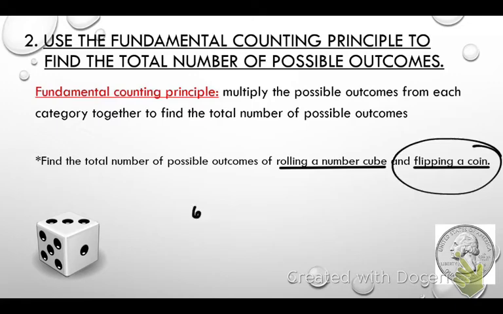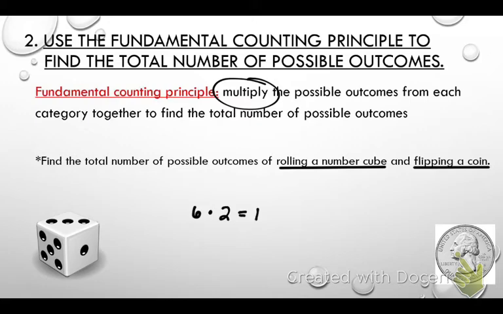How many different numbers are over here when I flip a coin? 2. The fundamental counting principle tells me that I can simply multiply those two together and it will give me my answer. What's 6 times 2? 12. All right, now units attached, 12 possible outcomes.